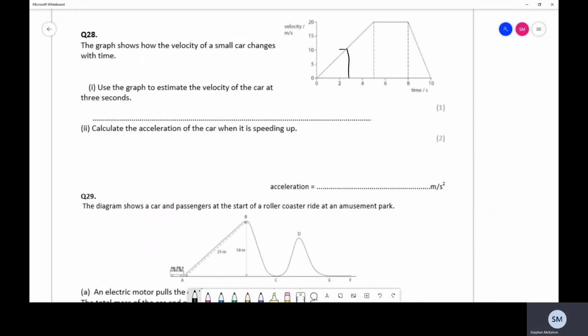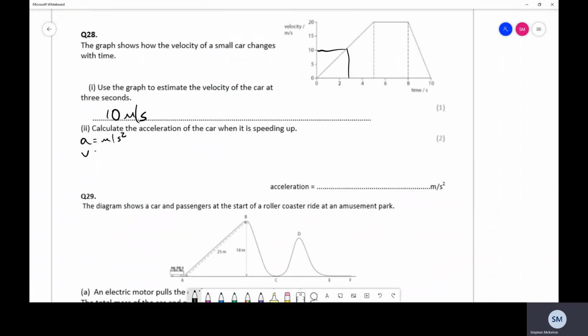Line goes up at 3 seconds, goes across to 10 meters per second, and it is estimated. Calculate the acceleration of the car while it is speeding up. It is speeding up when the line is going up. So it's asking me to find acceleration, in meters per second squared, when it is speeding up.